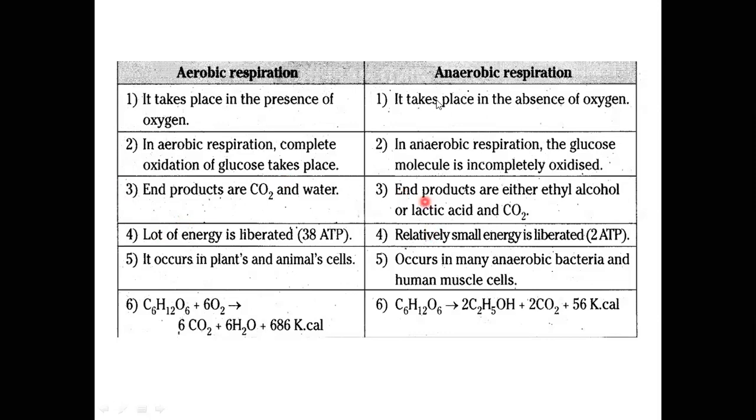But in the case of anaerobic respiration, the glucose molecule is incompletely oxidized. It cannot be oxidized completely, because the oxygen actually required for its oxidation is not present. The glucose breaks down, but the breakdown is incomplete. That is why the energy liberated is very small. A lot of energy is liberated in aerobic respiration, around 38 ATP. In anaerobic respiration, only 2 ATP is released.